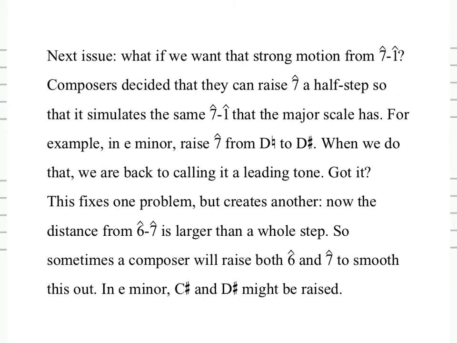So the next issue, what if we want that strong motion from 7 to 1? Composers decided that they can raise scale degree 7 a half step so that it simulates the same 7 to 1 that a major scale has. For example, in E minor, we can raise scale degree 7 from D natural to D sharp. When we do that, we're back to calling it a leading tone. Got it? In other words, if scale degree 7 is a whole step below the tonic, it's a subtonic. If it's a half step below the tonic, it's a leading tone. Let me show you that.